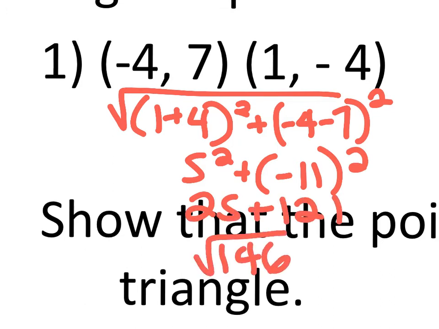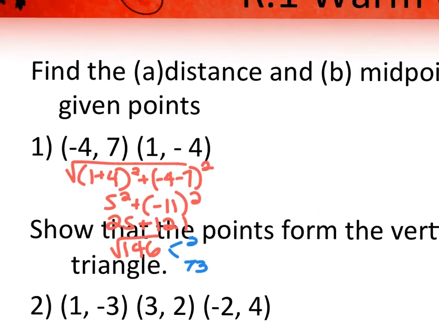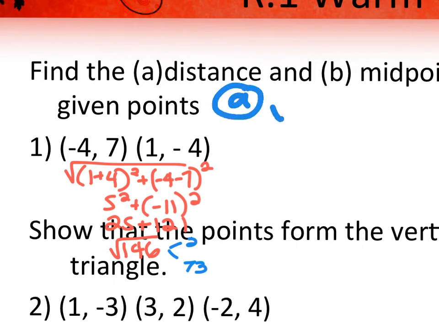And then remember, you want to check to make sure that can be broken down. So I can use a factor tree. This would be 2 and 73. 73 is prime, not going anywhere. So I know that that's going to stay the way it is. So A, distance is the square root of 146.